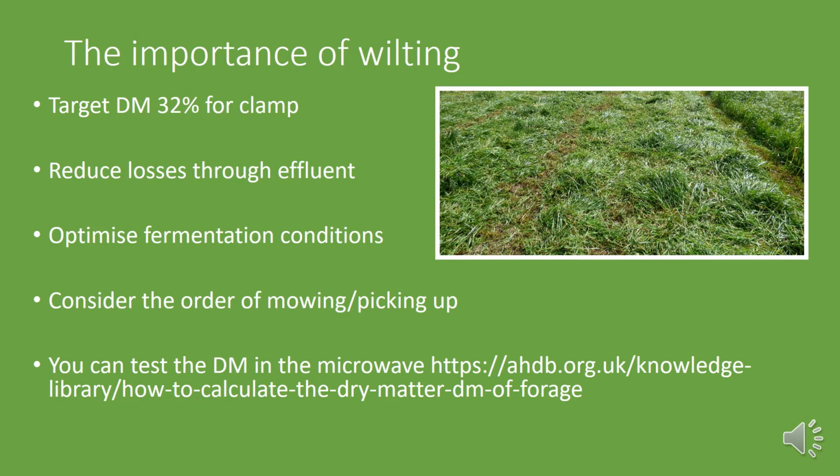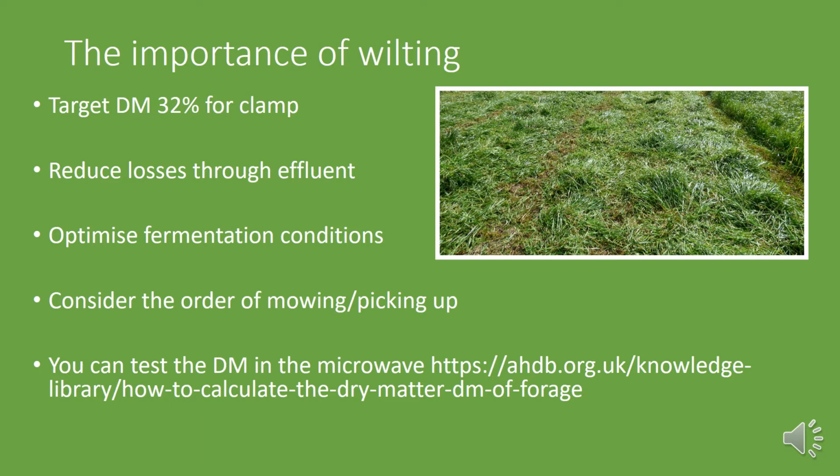So I'm going to go through each of those stages and talk about the different management points that you could make decisions on and things that can make an impact on the quality of your silage. Wilting is one of the areas where you can reduce dry matter losses. During this time in the field, moisture is being lost from the crop, and this is really important in order to optimise the fermentation conditions that are going to occur in the clamp, but also reduce the losses that are going to occur through effluent if you put forage into the clamp that's too wet.